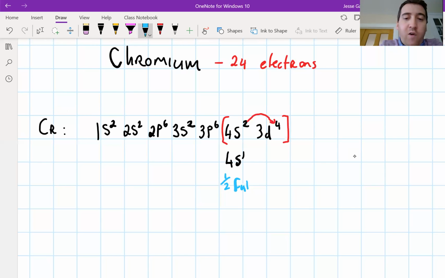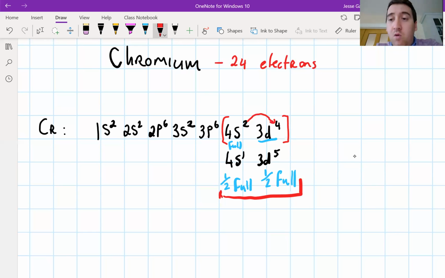And yes, it's full up here, so full is more stable. But now that the electron is in the 3d sublevel, it becomes 3d5. That means that this is also half full. Whereas this one before is 4, it's not half, it's not full, there's no level of stability there. So it turns out that both of these being half full is more stable than the 4s being full and the 3d having 4.